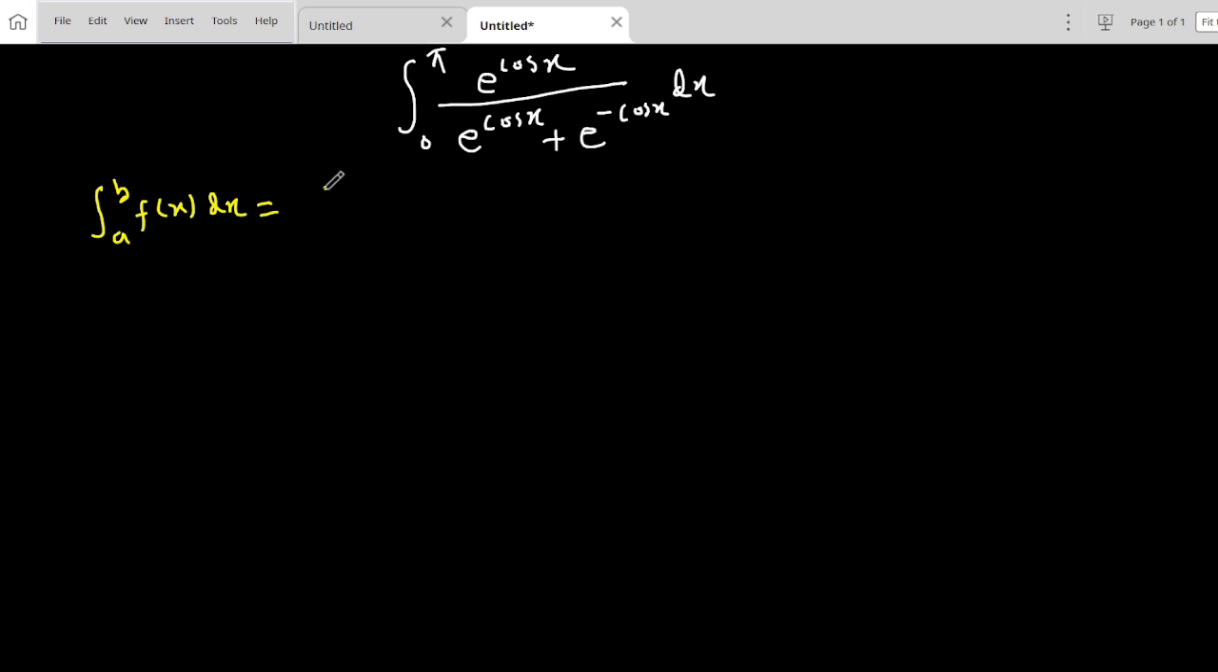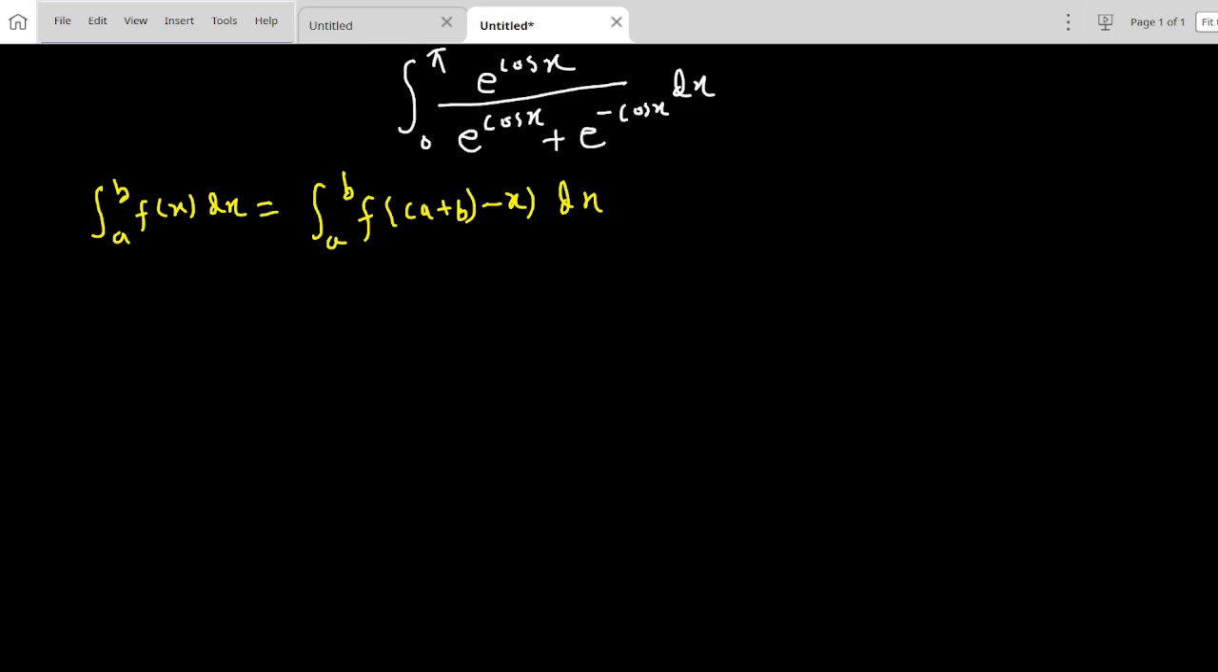The integral from 0 to pi of e to the power cos x over e to the power cos x plus e to the power minus cos x dx. To solve this, we are going to use the property: integral from a to b of f(x) dx is equal to integral from a to b of f(a + b - x) dx. This property we are going to use to solve this.